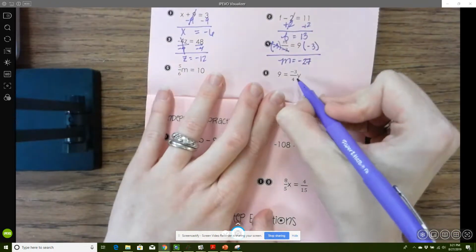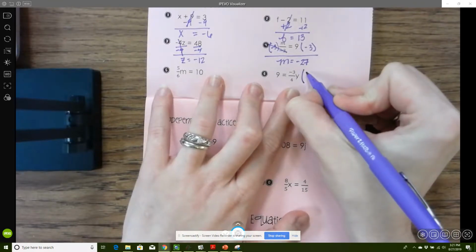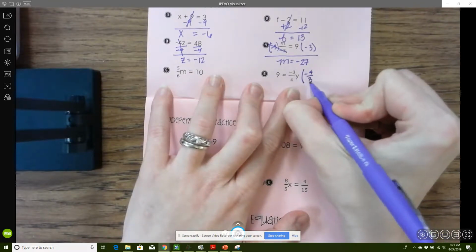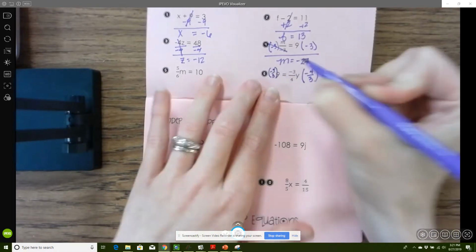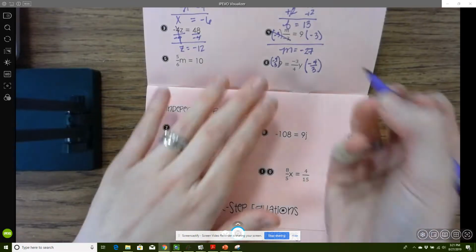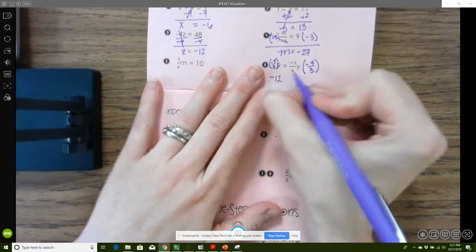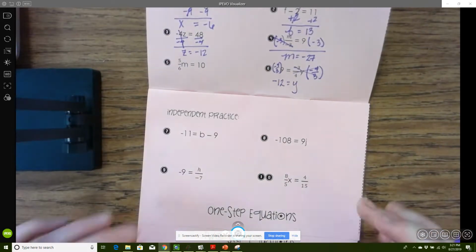And now we've got a fraction. So to do the opposite of a fraction, you use its reciprocal. And you multiply both sides by that. And so here I would get -12. And then this would cancel, and I'd be left with the y.